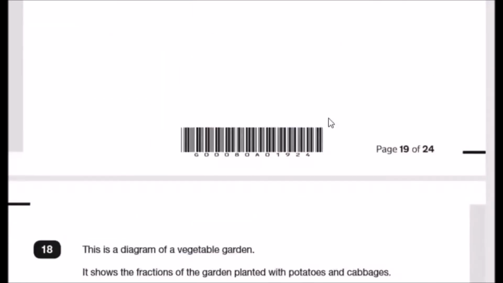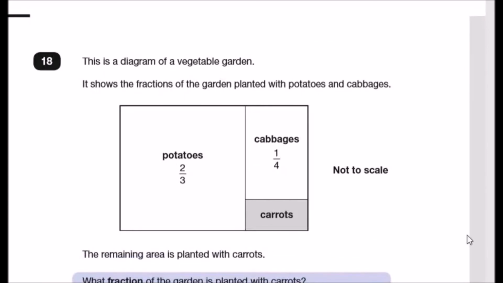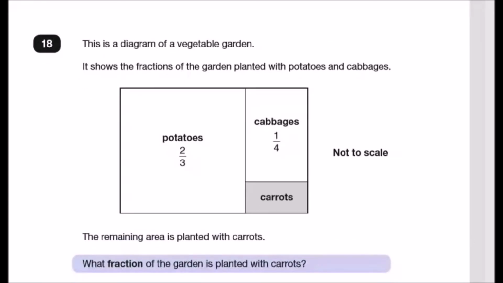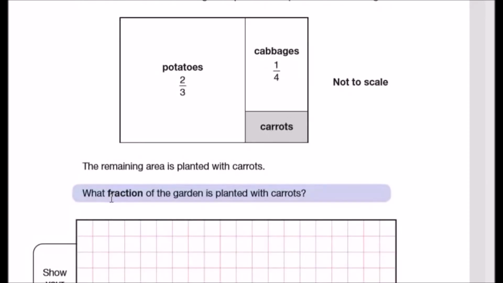Question 18. This is a diagram of a vegetable garden. It shows the fractions of the garden planted with potatoes and cabbages. I love vegetable gardens. In this garden, we can see that 2/3 are potatoes, a quarter is cabbages, and the rest are carrots. Now, what fraction of the garden is carrots?